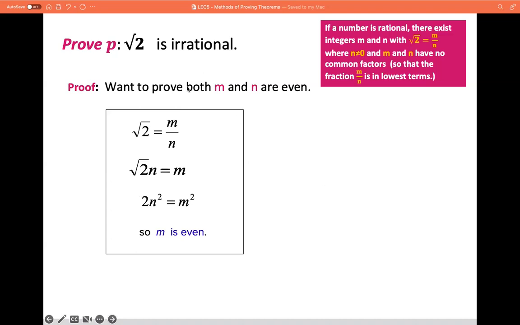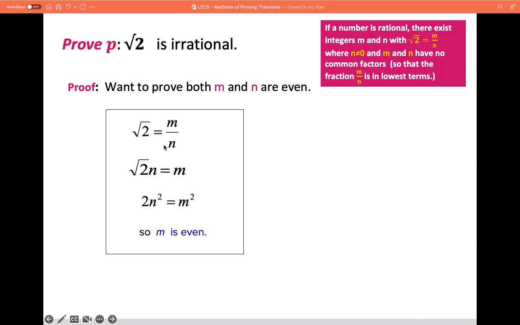So let us prove that m and n are even. We have square root of 2 is equal to m over n. Simply applying basic algebra, we cross multiply, so we have square root of 2 times n, essentially multiplying both sides by n.